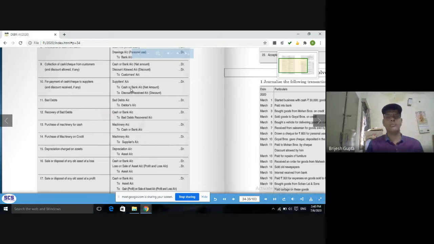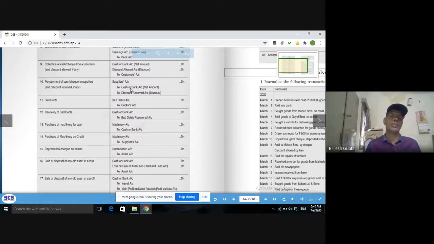After purchase, some goods can be returned. That is the purchase return account. Then goods are basically meant for sale, so we sell the goods. It can be sold on cash basis or credit basis, and some goods can be returned by the customer to us. That is the sales return. Whatever is left at the end of the year is called stock. That we'll discuss later. Right now only these four accounts are relevant: purchase of goods, purchase return, sales of goods, and sales return.